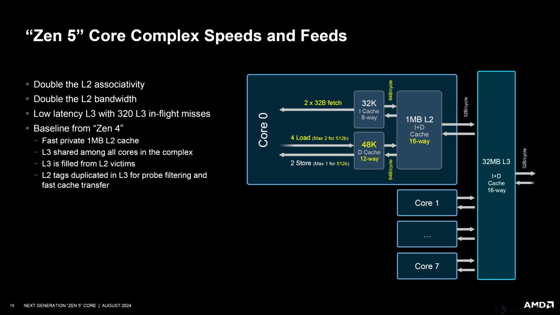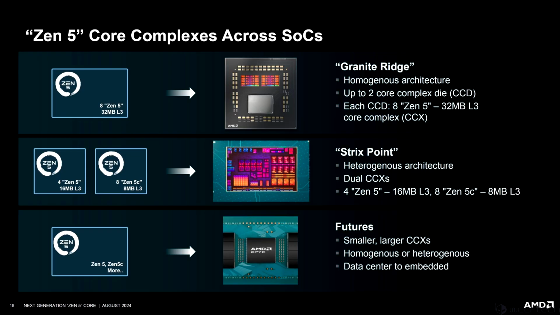Talking about products, AMD Zen 5 core complexes or CCXs will be featured first across 3 rounds of products. These include Ryzen 9000 Granite Ridge desktop CPUs, Ryzen AI 300 Strix laptop CPUs, and 5th Gen EPYC Turin data center CPUs. AMD just got started with Zen 5, so we can expect even more products in the future as the company fine-tunes the architecture for PCs and servers.